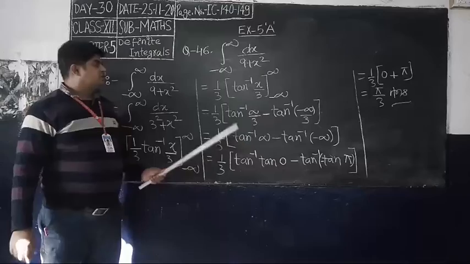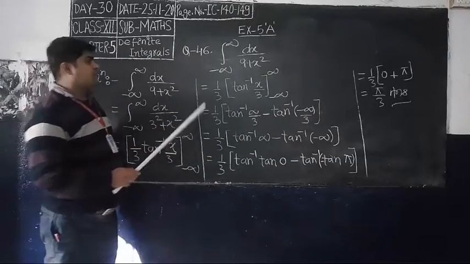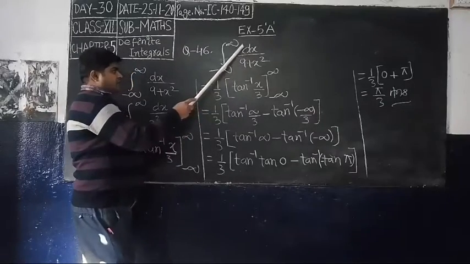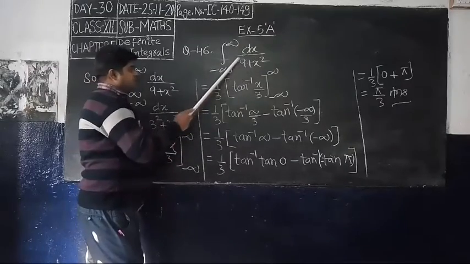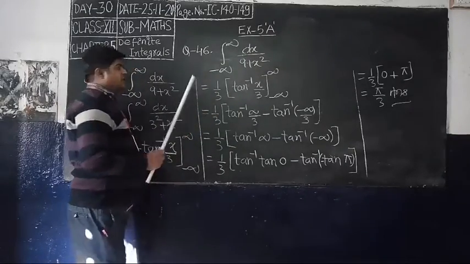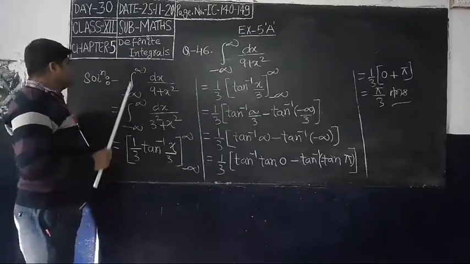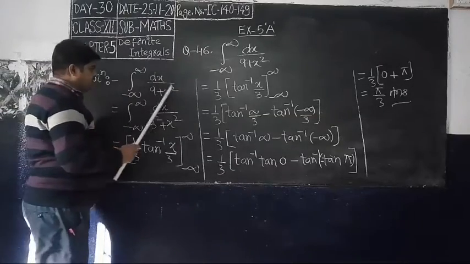Now student, see question number 46. In question number 46, you have to find the integration of the function 1 by 9 plus x square dx. This is the same as question number 45, but the limit is different here, minus infinity to infinity. So I will discuss it here. Limit is minus infinity to infinity, dx by 9 plus x square.